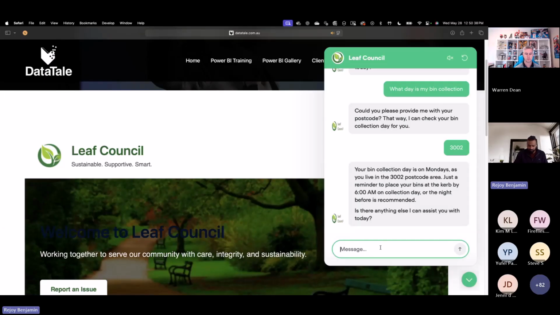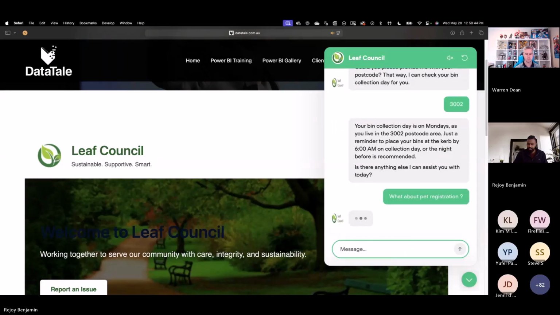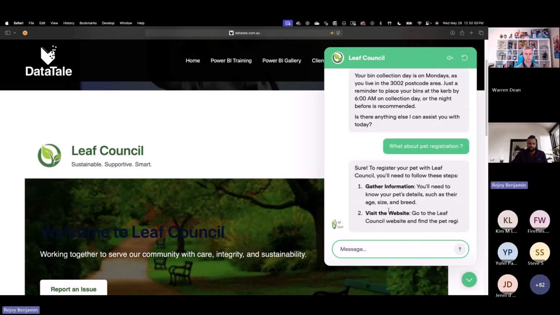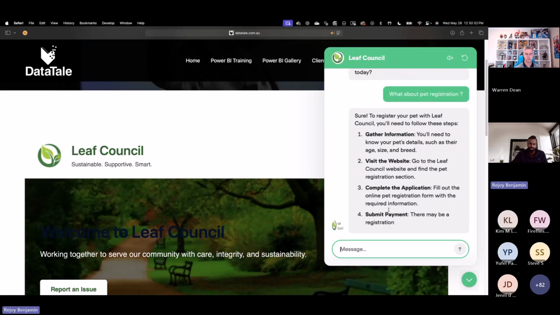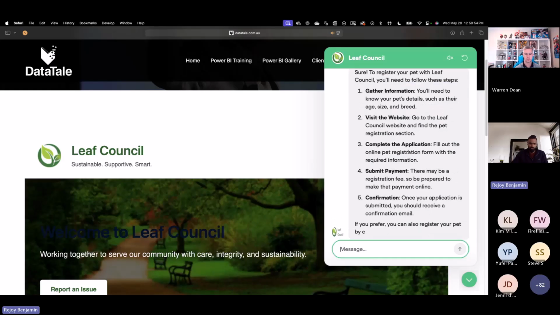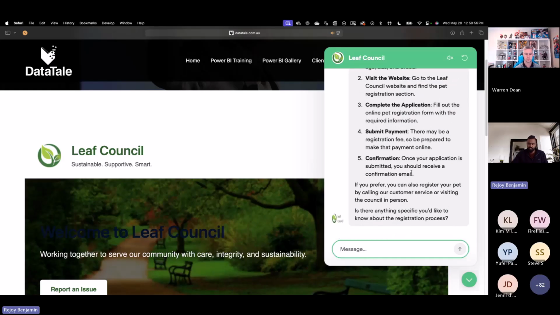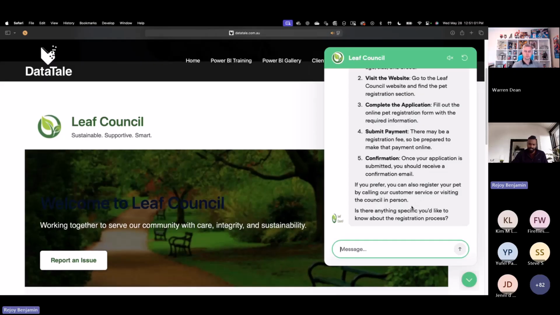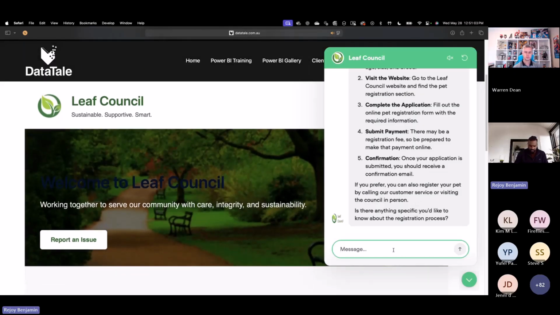I can also ask, what about pet registration? It's a really vague request that I have. But over here, you can see it's going to tell me what information I really need in order to look into pet registration. So here it says you can also register your pet by calling customer service or visiting the council in person. So I'm going to say I have a dog.